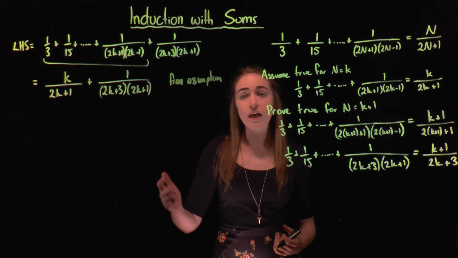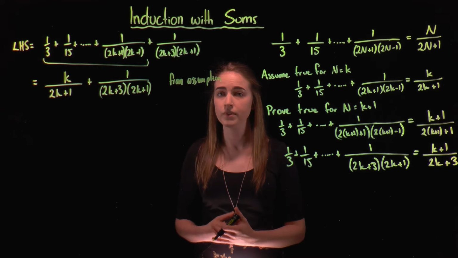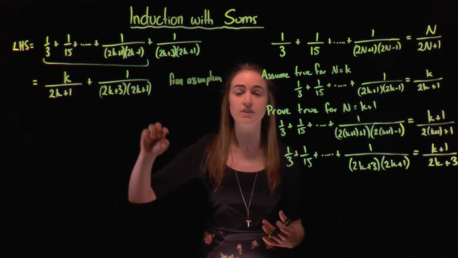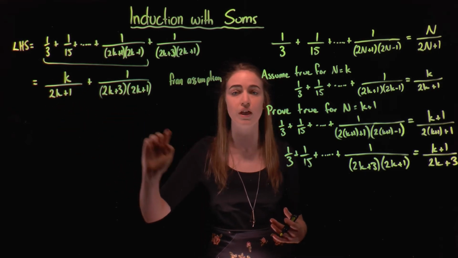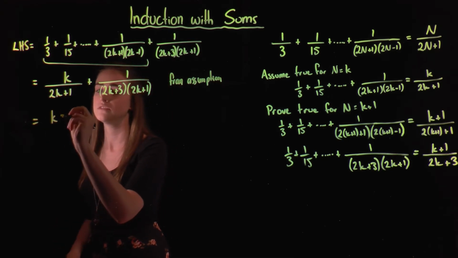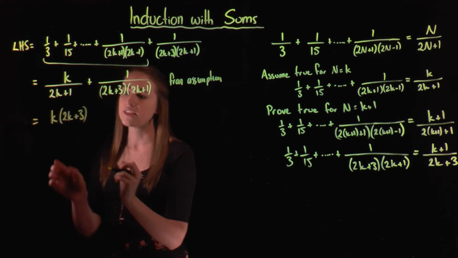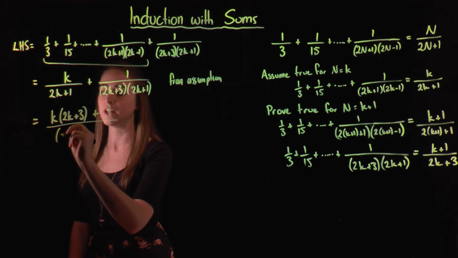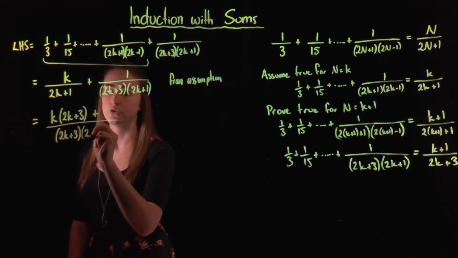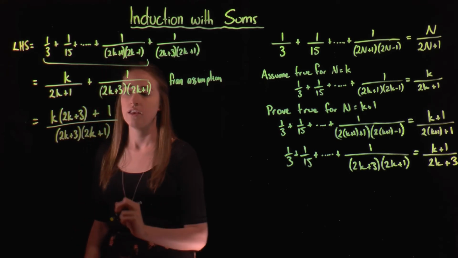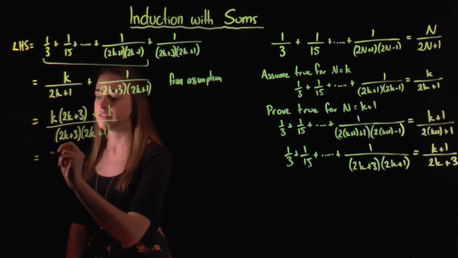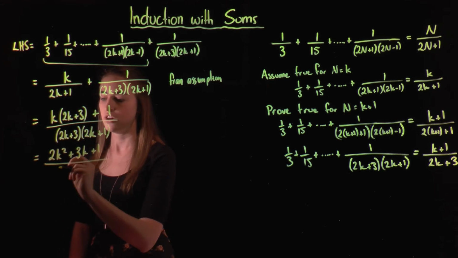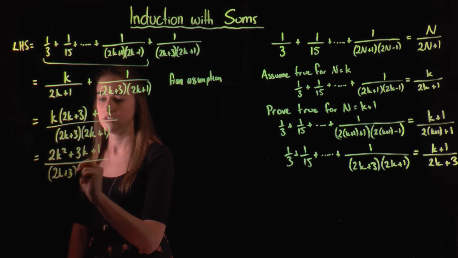Now I've got these two fractions I want to add together, which means I need them to have a common denominator. They already both have a 2k plus 1 there, but this one also needs a 2k plus 3. So I'm going to multiply top and bottom of this fraction by 2k plus 3 to make them have a common denominator. So that's the new numerator of this one, and I've also got my plus 1 on here, and that's going to have the common denominator of (2k plus 3)(2k plus 1). Now if I expand that out, that's going to give me 2k squared plus 3k plus 1 over (2k plus 3)(2k plus 1).